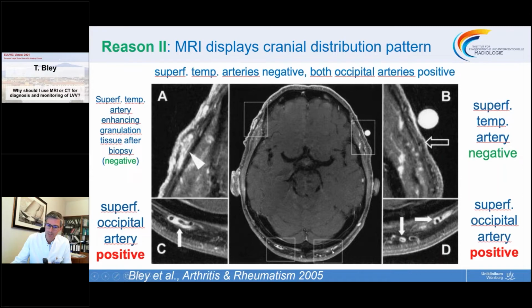But even without enlargement, and even more so in the enlargement, you can see superficial occipital arteries are inflamed. And I've seen several cases where only the occipital superficial arteries were inflamed and not the frontal and parietal branch of the temporal arteries. So I suppose, and it's not proven, but I'm very convinced that taking a biopsy out of this segment would be negative as well. Anyhow, so this is reason number 2. MRI displays cranial distribution pattern. Reason number 1 was MRI displays the superficial cranial arteries.